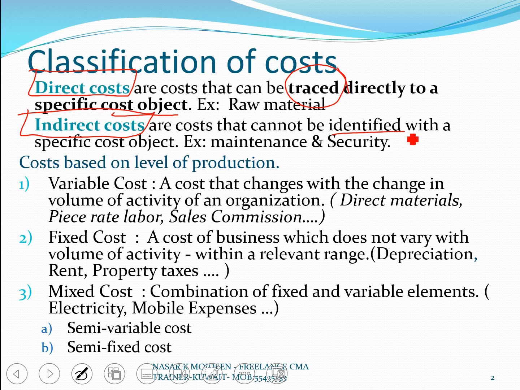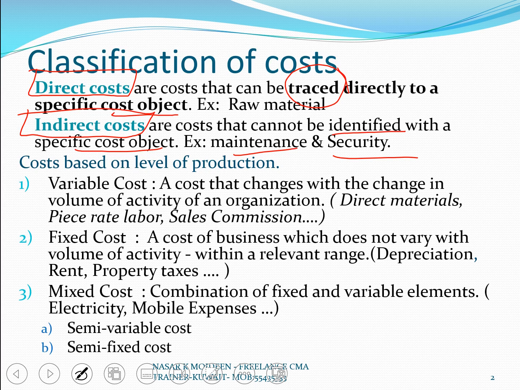This is a cost that cannot be identified with a specific cost object. For example, maintenance, security. You have a security guard in front of the laptop assembly unit, so he has a salary. His salary we cannot directly trace to the product, like how we trace the spare parts of the laptop to a laptop. So this is what we call direct cost and indirect cost. Direct cost can be directly traced to the product, but indirect cost is not directly traceable to the product.